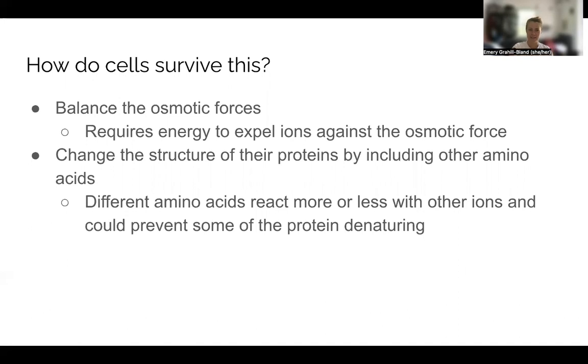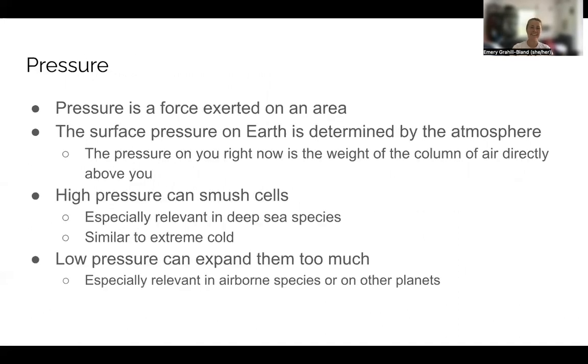Okay, I think that's all for pH. The last thing I wanted to talk about is pressure. Pressure, physically speaking, is a force exerted on an area. The surface pressure on Earth is determined by the atmosphere. So the pressure that I feel on me right now is the weight of the column of air directly above me that is pushing down on the area of the top of my head, essentially.